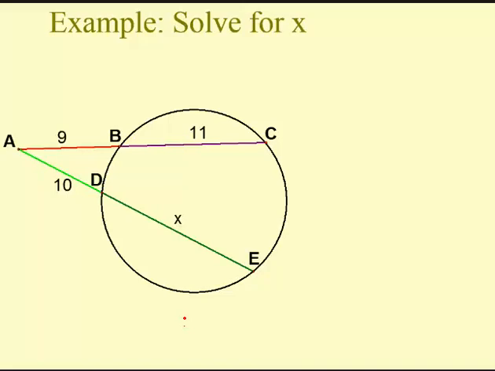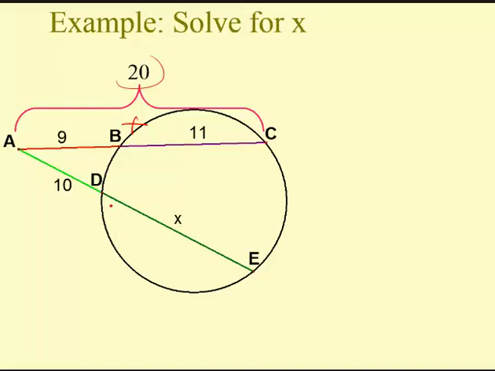Let's throw some numbers in. Okay, so I'm given the 2 parts, but I need the whole. Can I find the whole thing? Can I find AC? This goes back to chapter 1. The whole equals the sum of the parts. So if I want to find AC, I'm just going to add 9 plus 11 and get 20.